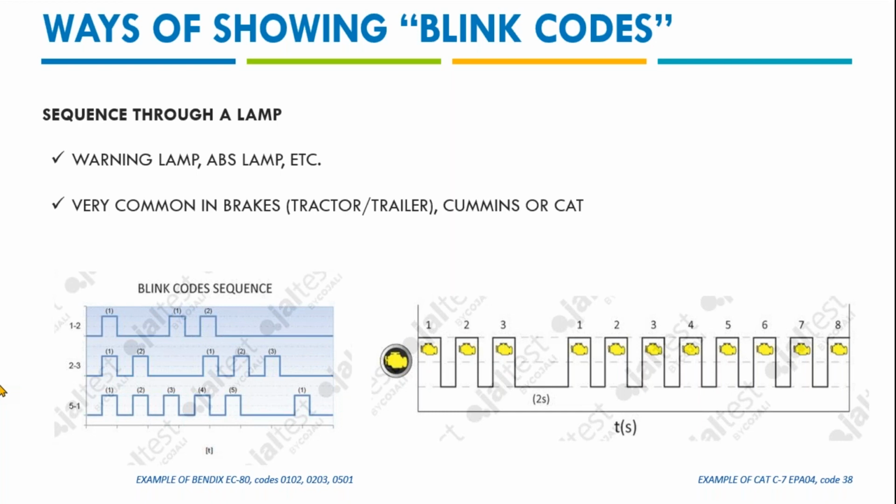So the first of the ways that we're going to find for these blinking codes is going to be the sequence through a lamp, which could be the warning lamp or the ABS lamp or any other. And this way is very common in brake systems for both tractor and trailer, as well as for Cummins or Caterpillar systems.